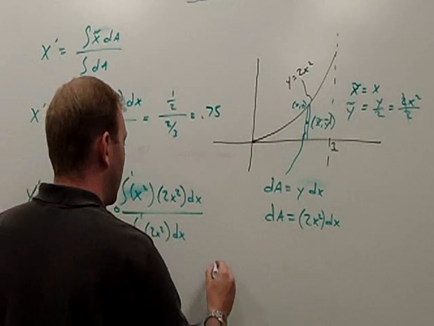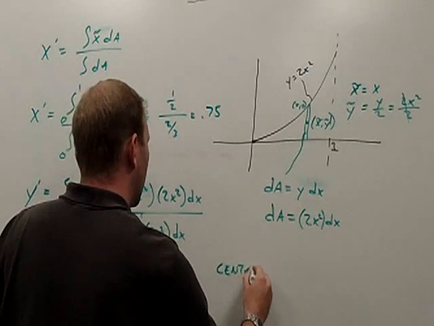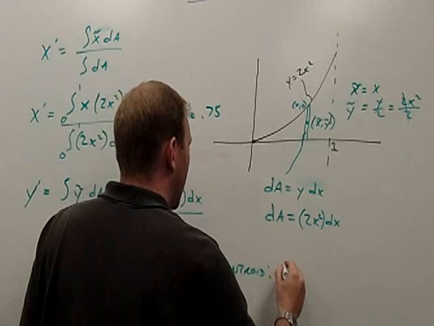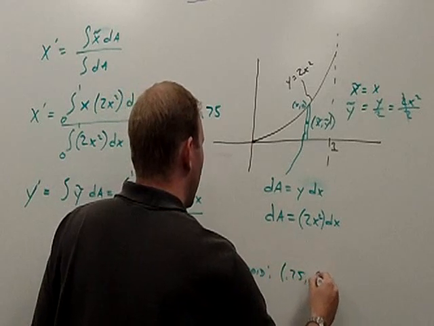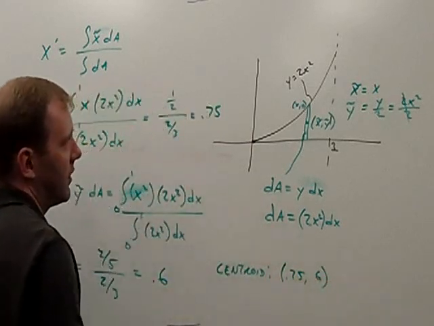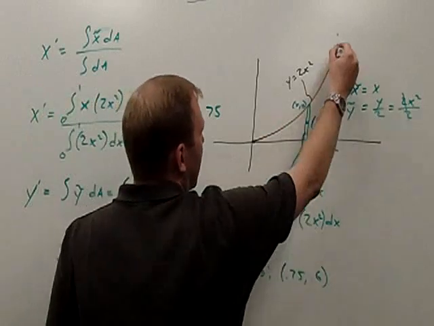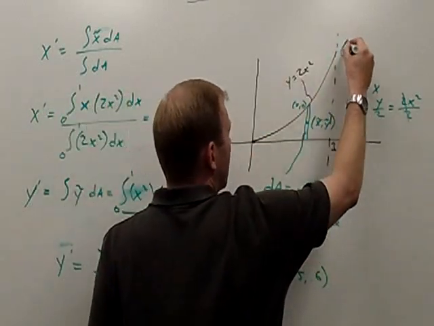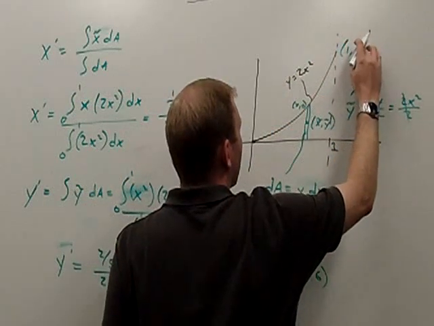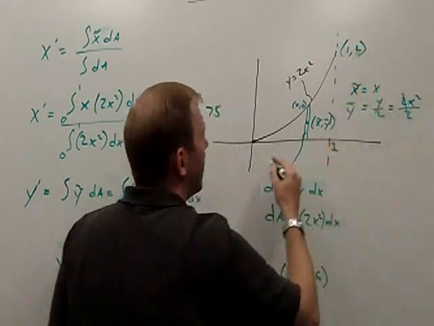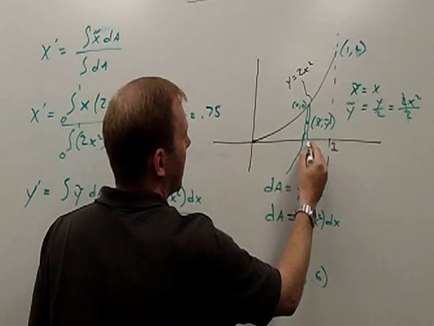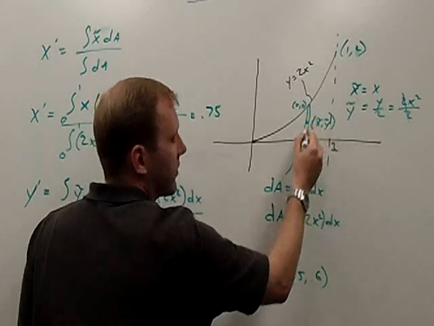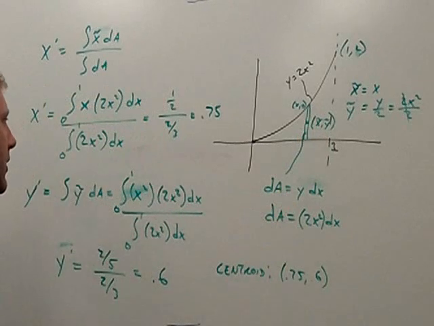Okay, so our centroid is going to be at 0.75, 0.6. And if you look at this curve, you find this point here, plug in 1 squared, this is going to be 1, 2. So it makes sense that our centroid at 0.75, 0.6 is going to be right in here somewhere, which is about the centroid of the object.